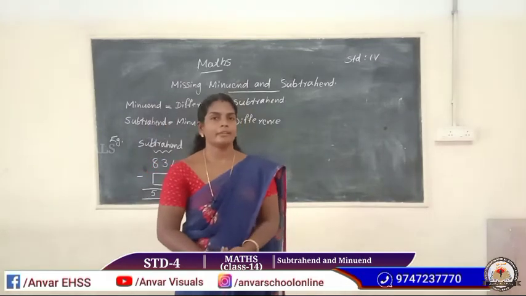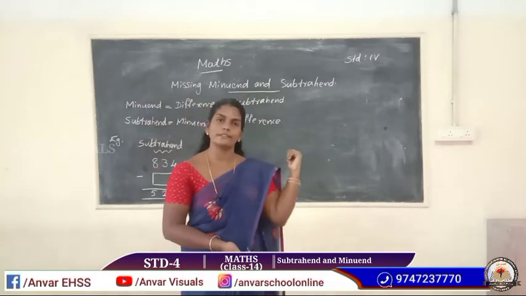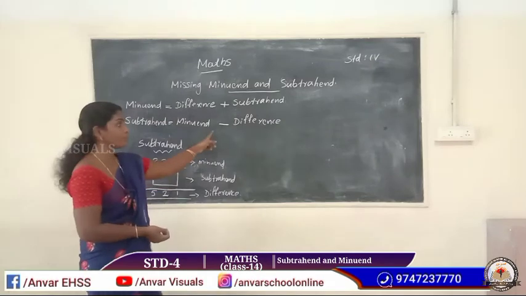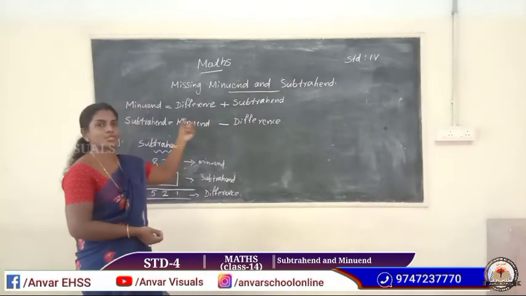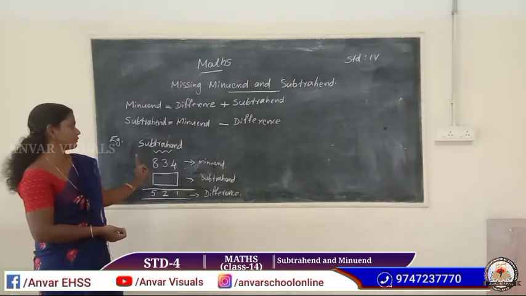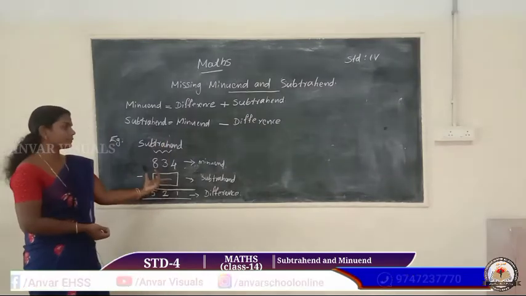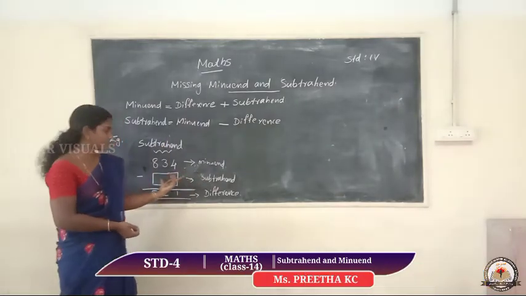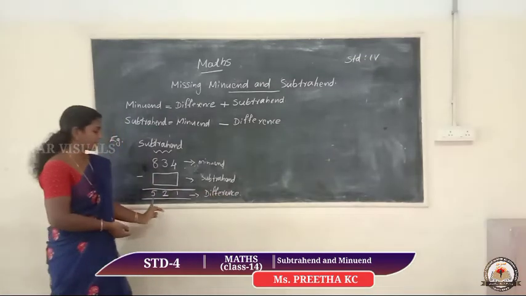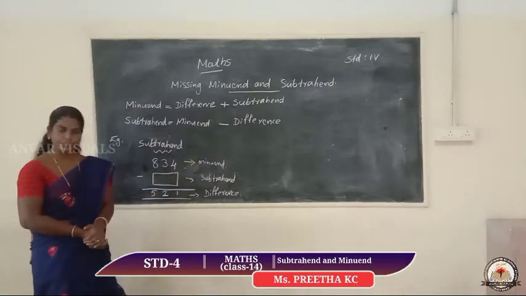After that, we can check how to find the subtrahend using this equation: minuend minus difference. This is the equation applied here. For example, to find the subtrahend, the first number is 834, that is the minuend, and the subtrahend is missing here. The difference is given, 521, while doing this subtraction problem.